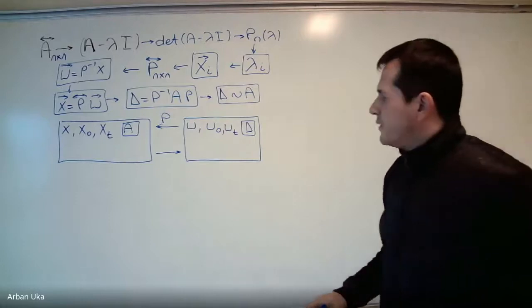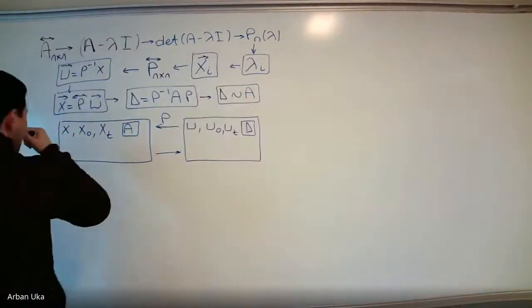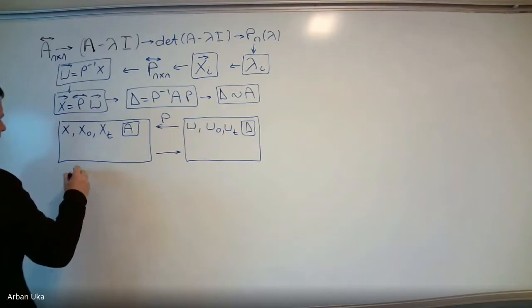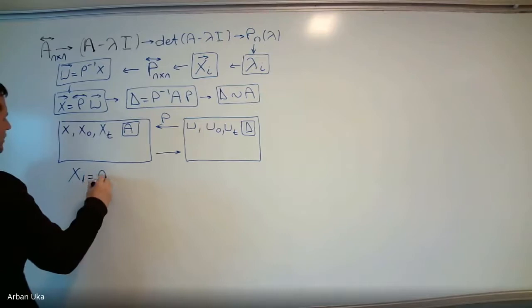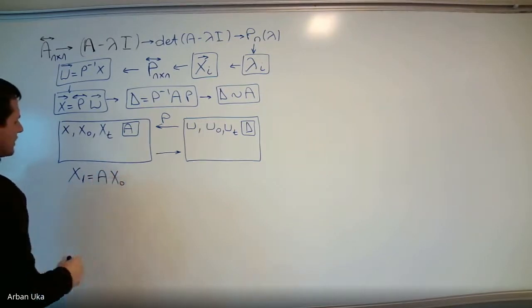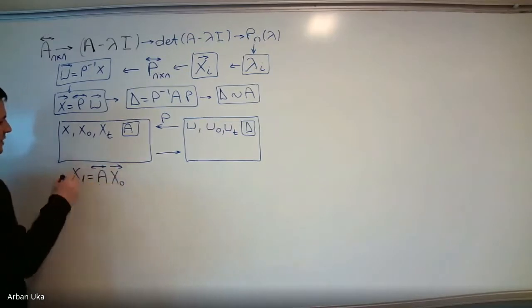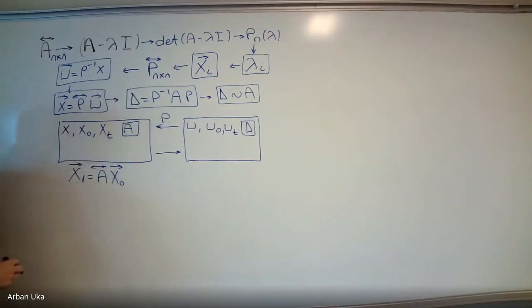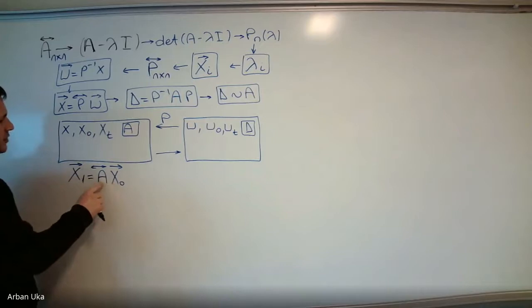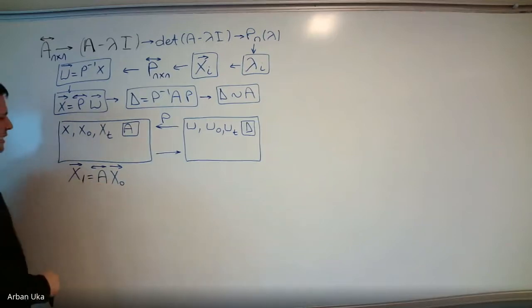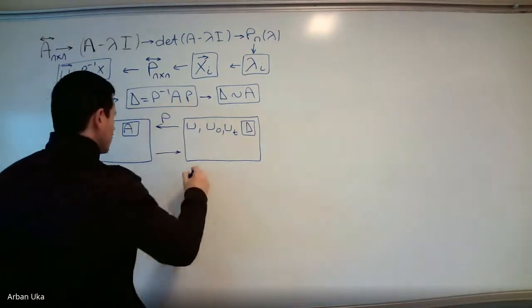Now, if we see here, we know one thing: any vector x1 can be equal to A times x0, right? What this means is that we can start with a vector x0, and this x0 can be rotated, or the magnitude of the vector can change, if we multiply it with the matrix A, okay? And here, we can also have a similar relationship.